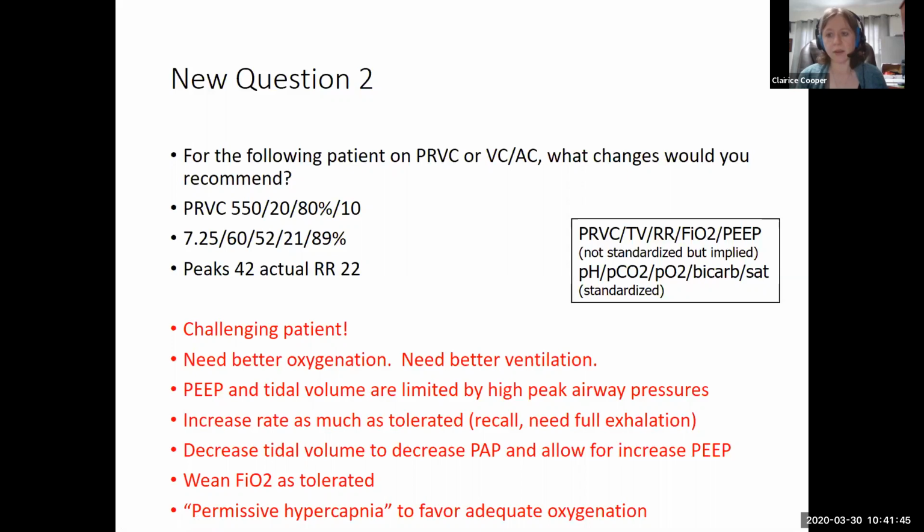The last consideration is paralyzing the patient and putting them onto a pressure control setting. So paralyzing the patient will help with any dysynchrony, also can sometimes help with compliance, at least of the chest wall. And so sometimes that can be considered a rescue maneuver where you paralyze the patient for maybe 48 to 72 hours.